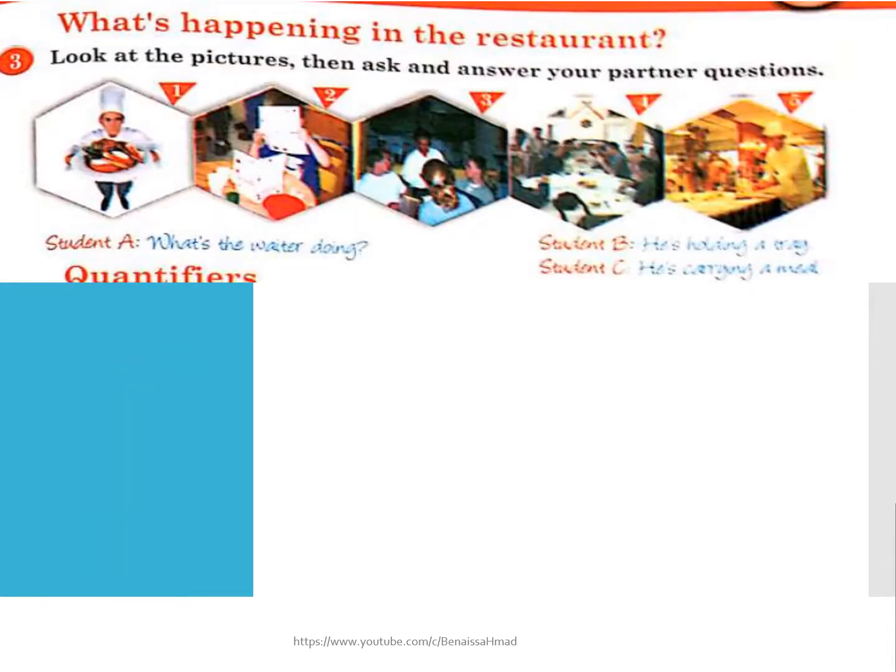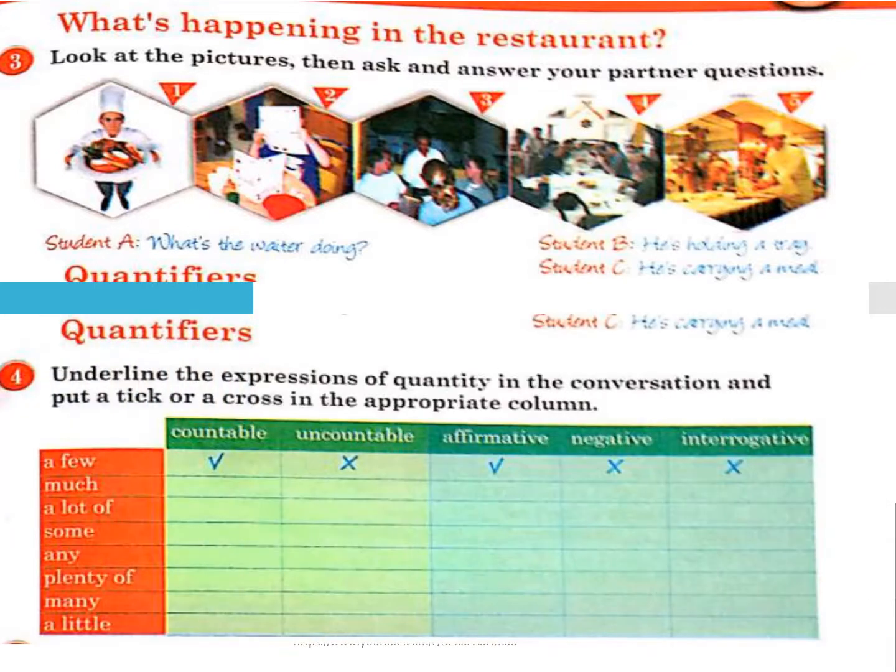Try to practice, look at the pictures, then ask and answer your partner questions. That means we will try to use the expressions we learned in the previous table to ask questions and give answers about the pictures in front of you. You can take 5 minutes to do this exercise in your home, in your notebook. Pause the video. Then now let's move to the next activity, which is about quantifiers.